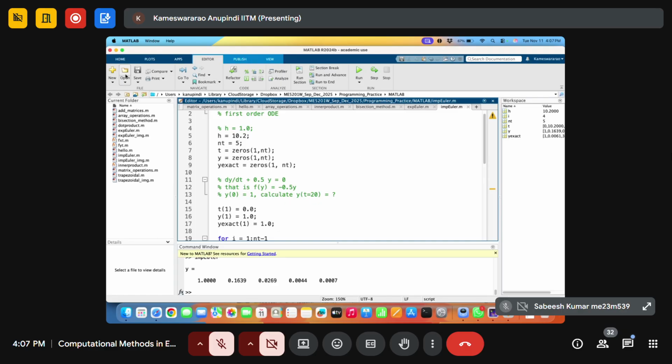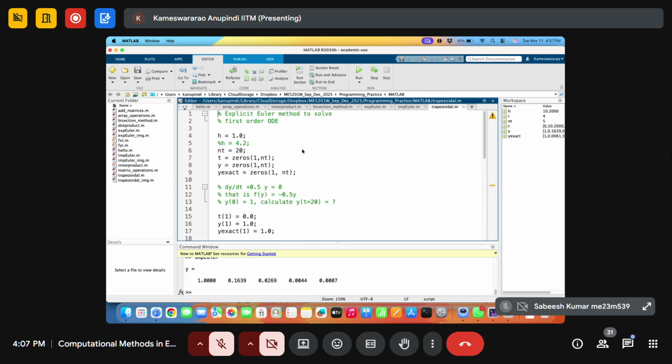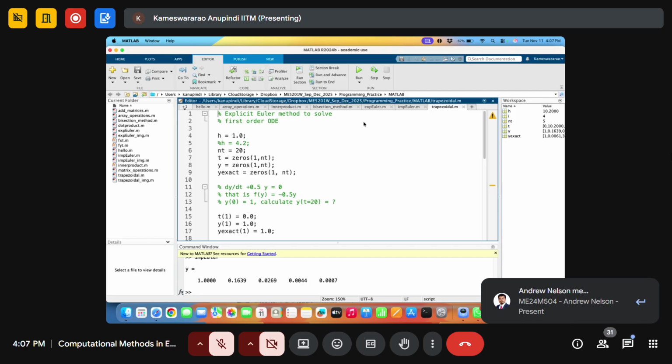Now let us look at one more thing, that is the trapezoidal method. Trapezoidal method, we said, is another implicit method, but it is second order accurate. So the result the trapezoidal method would produce is going to be better than the result implicit Euler would produce, because trapezoidal method is second order accurate and implicit and explicit Euler are only first order accurate.